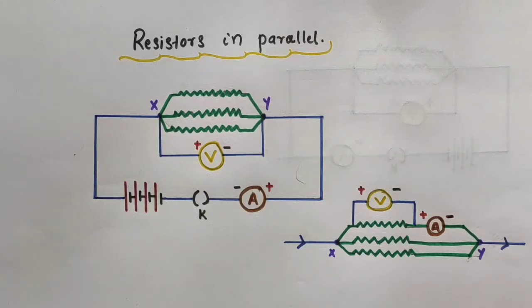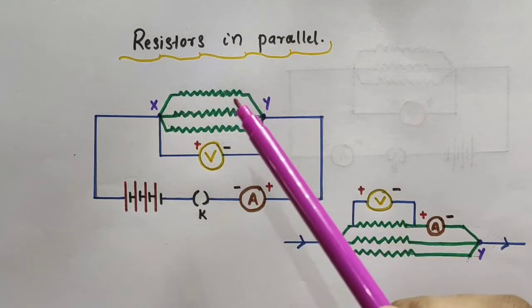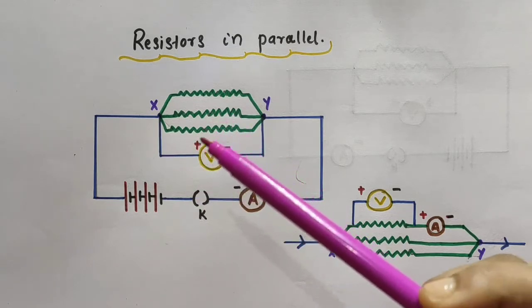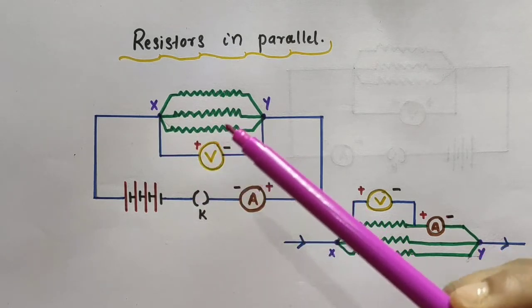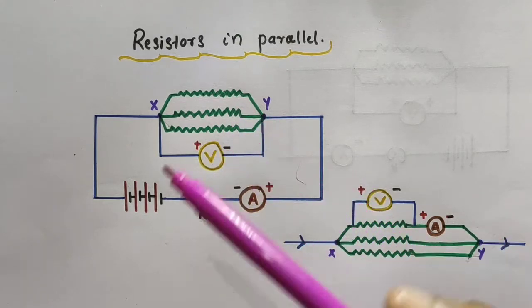Hello everyone. In this video, we are going to discuss the parallel combination of resistors. We will derive an expression for the equivalent or the effective resistance of a group of resistors connected in parallel, and we'll do one example or numerical related to this concept.